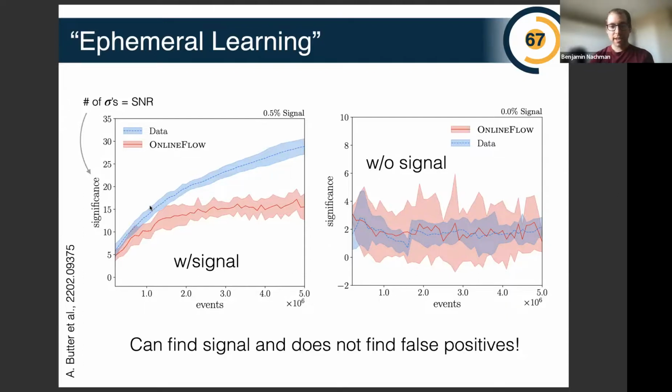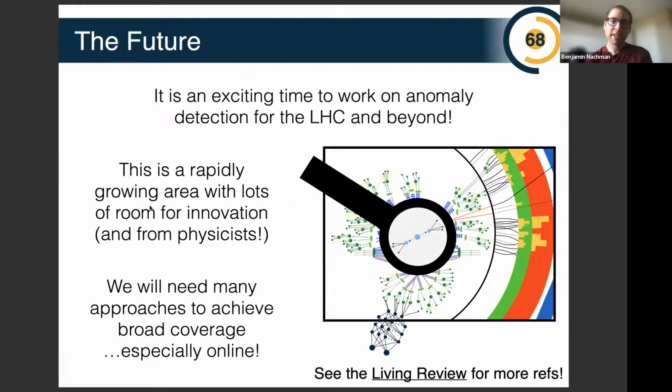Okay. All right, so that basically brings me to the end of my presentation. I hope it's clear this is an exciting time to work on anomaly detection for the Large Hadron Collider and also beyond. Many of the methods here are general for particle physics and also well beyond particle physics. This is a rapidly growing area with lots of room for innovation, and not just innovation from importing ideas from the broader machine learning community, although that's for sure very important, but also developing new techniques from physicists. And we'll need many approaches to achieve broad coverage.